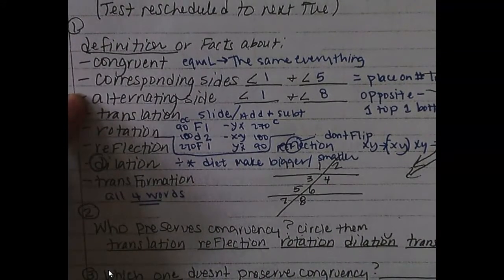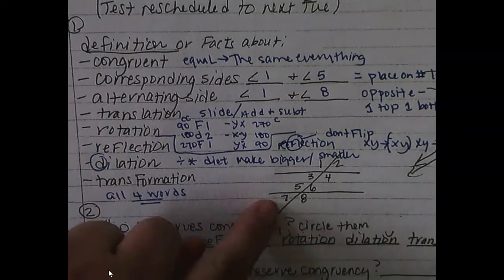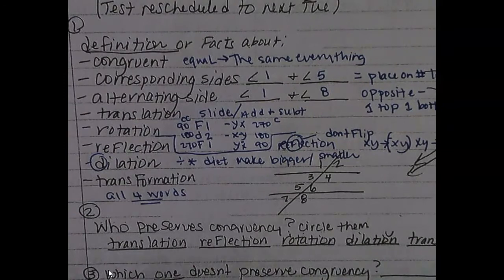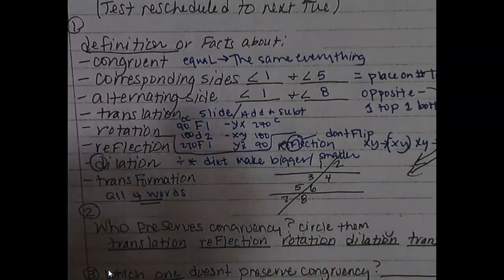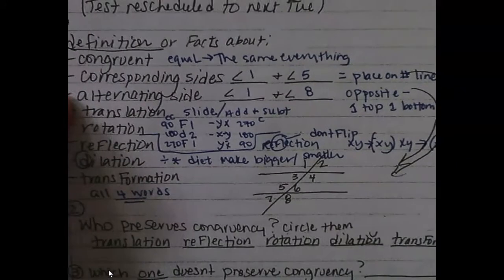Alternating, would that be opposite? Because if you look, 1 and 8 are opposite. By the way, so is 2 and 7. Those are alternating exterior. You could even do alternating interior. But anyway, there's a whole bunch of those. So alternating would be opposites. One's on top, one's on bottom. And I'm going to scoot over so you can see all that.